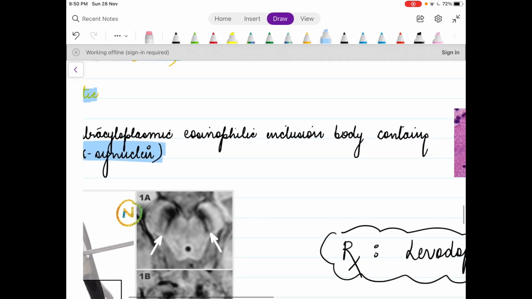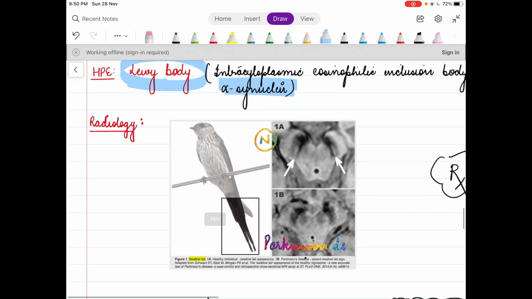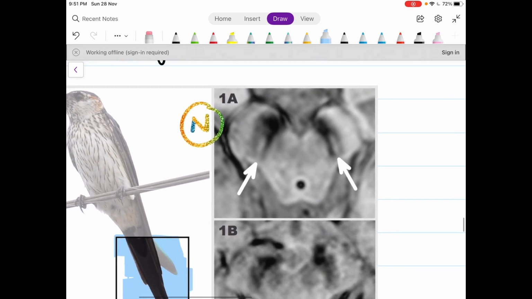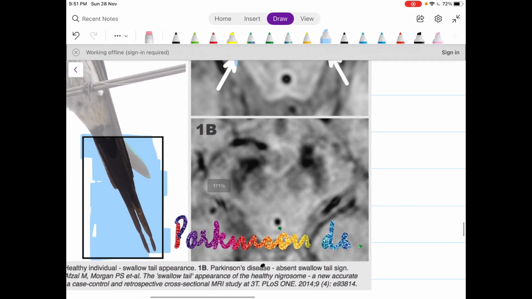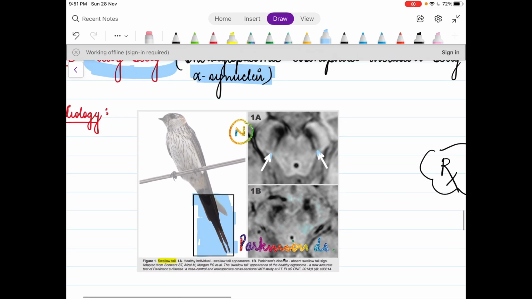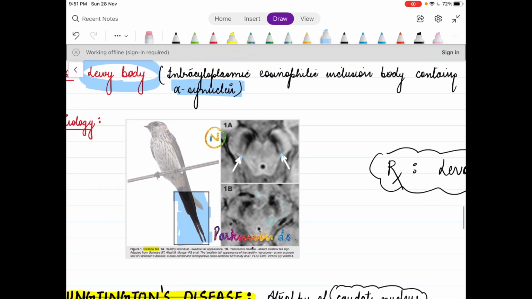Now we'll talk about the radiology of Parkinson disease. This is how a normal swallowtail appearance looks. Why am I describing a swallowtail? Because in radiology the substantia nigra is described as having a swallowtail appearance, but in a Parkinson disease patient, the swallowtail appearance of the substantia nigra is completely destroyed and distorted, and it looks somewhat mismanaged. This is how the radiology of the midbrain looks.